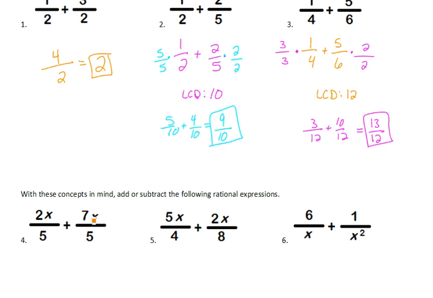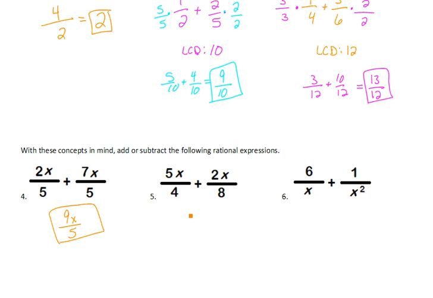I have 2x plus 7x. Together that gives me 9x. I keep the denominator of 5. Not too bad. Okay, 5 is a little bit different because again we don't have that common denominator. So I have to figure out what the least common denominator is going to be. The least common denominator looks like it's going to be 8. So I do want to rewrite these. That way I'm not squishing answers in here.